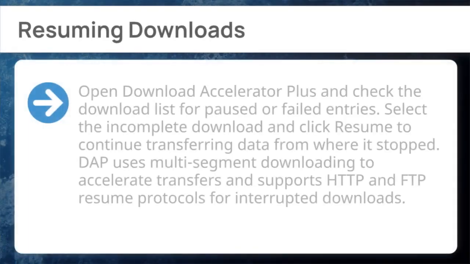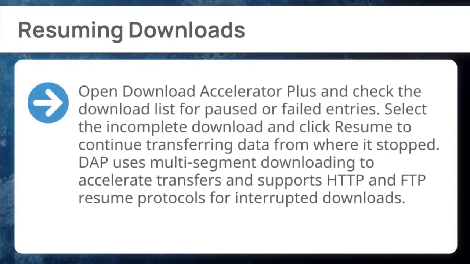First, resuming downloads. Open Download Accelerator Plus, and check the download list for paused or failed entries. Select the incomplete download and click Resume to continue transferring data from where it stopped. DAP uses multi-segment downloading to accelerate transfers and supports HTTP and FTP resume protocols for interrupted downloads.